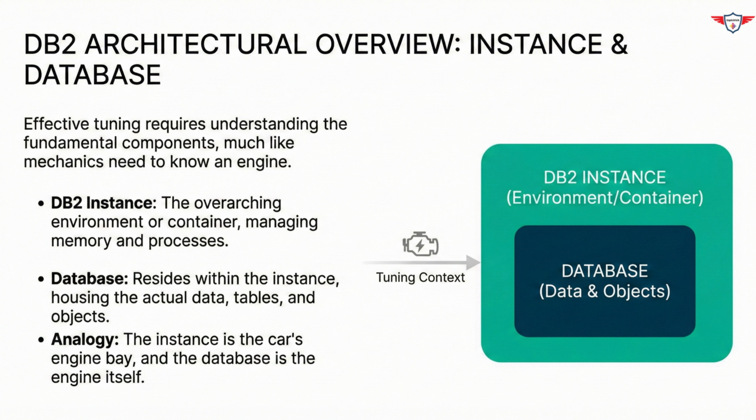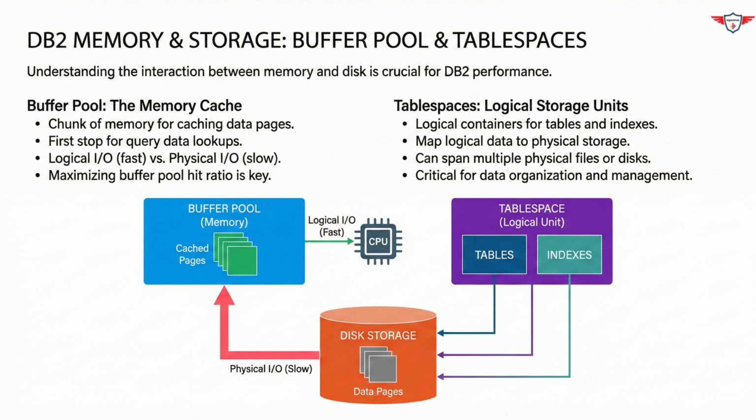At the highest level, you have the DB2 instance. Think of the instance as the environment or the container where your actual databases live. Inside that instance, you have the database itself. Within the database, memory is king. The most important memory structure you'll deal with is the buffer pool. This is a chunk of memory where DB2 caches data pages. When you run a query, DB2 looks in the buffer pool first. If the data is there, it's fast. If not, it has to go to the physical disk, which is much slower.